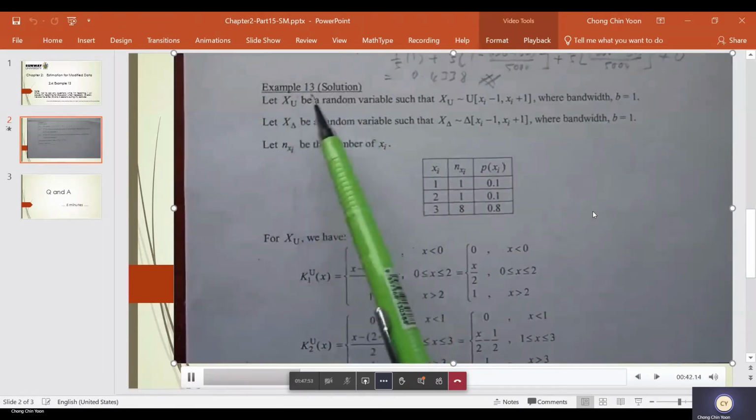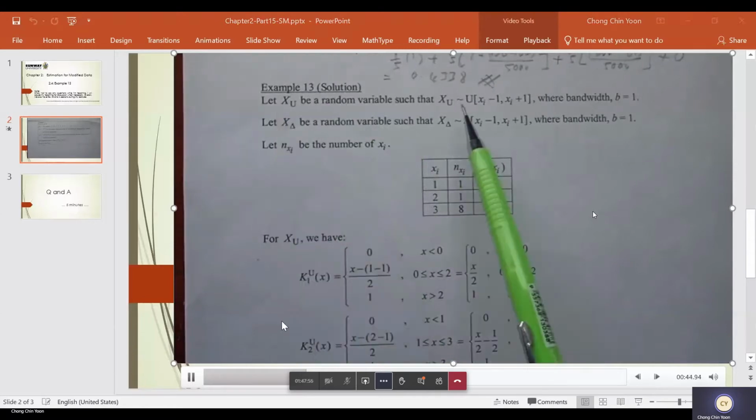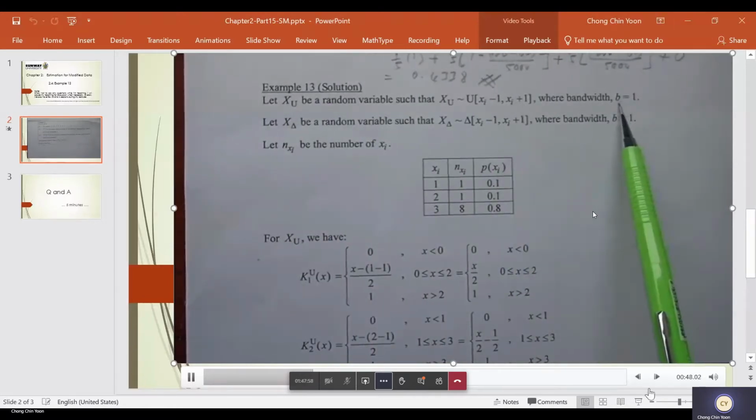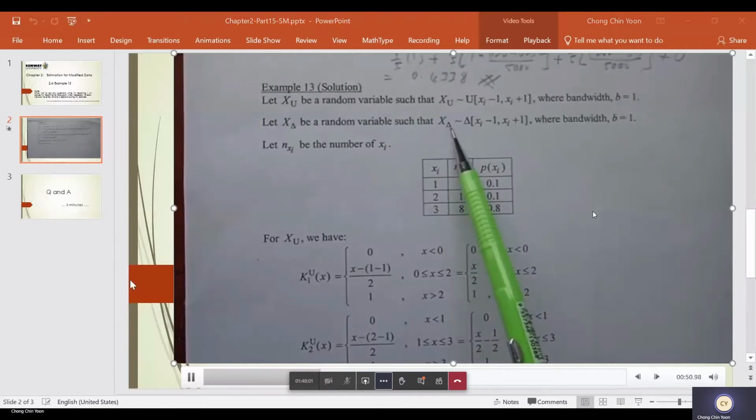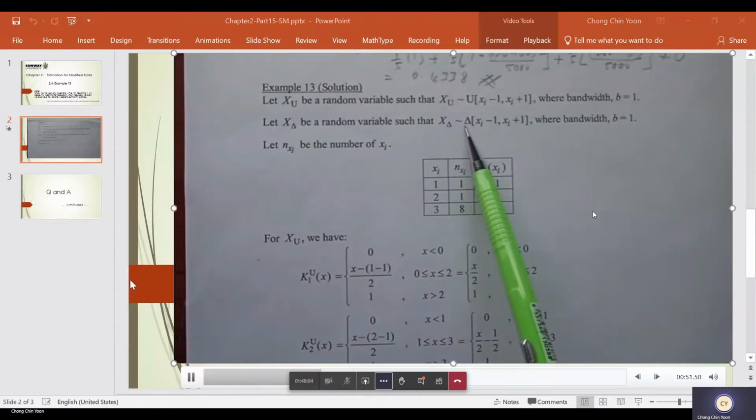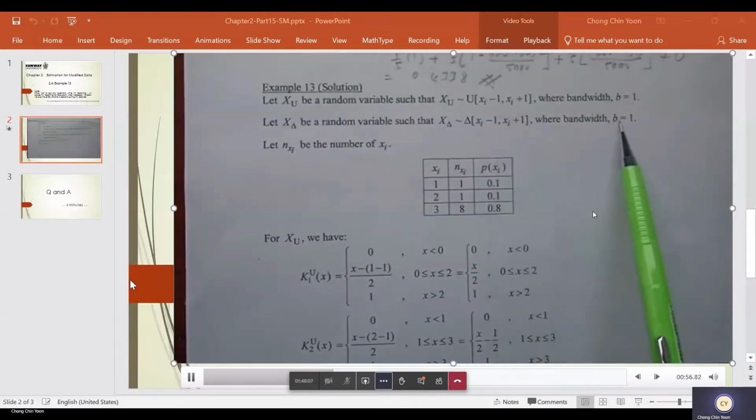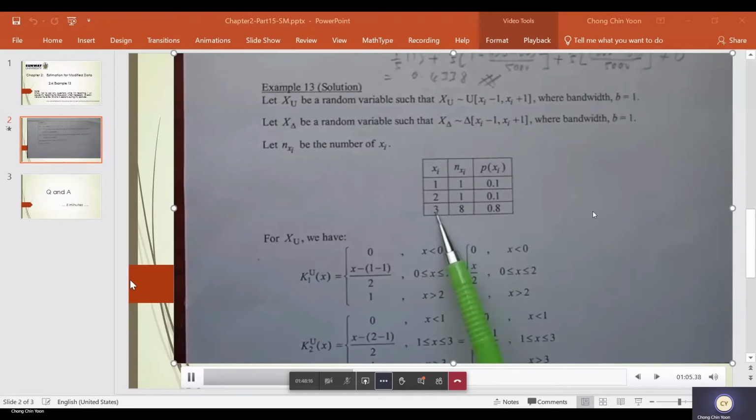This is the solution for example 13. We let XU be uniformly distributed in this range where the bandwidth is 1, and X triangle be triangular distributed with this interval, and the bandwidth is 1 as well. From the data given, this is 1, 2, 3. Observation 3 is repeated 8 times, and observations 1 and 2 each have only one value. So the probabilities are 1 over 10, 1 over 10, and 8 over 10.